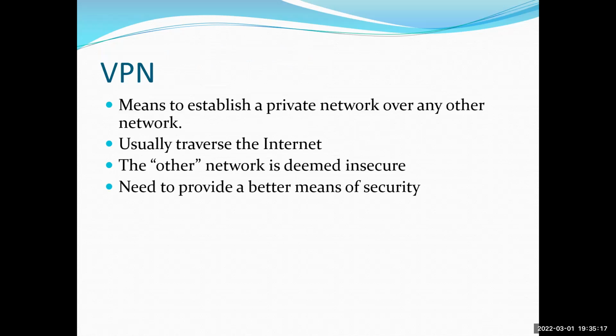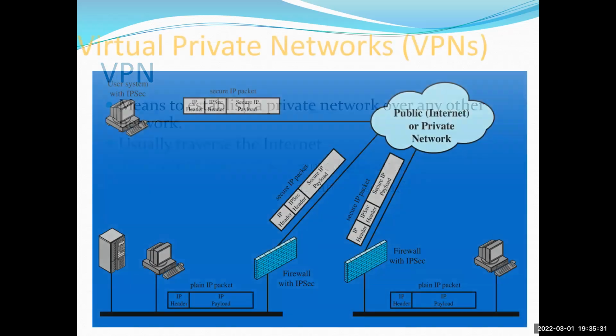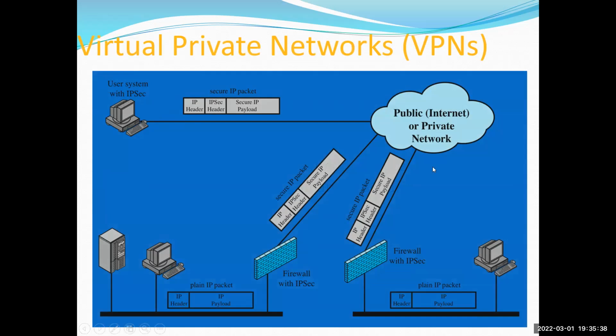Okay, and then VPN. Let's talk a little bit about it. VPN means to establish a private network over any other network, usually traversing the internet. The other network is deemed insecure, as you know, so we need to provide security. So it's a tunnel with cryptography. You can see that here. Basically, in a simple scenario, you encrypt your traffic, and then on the other end it's going to be decrypted so that it can get access.